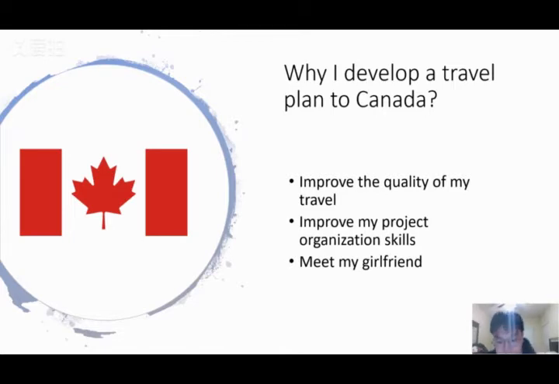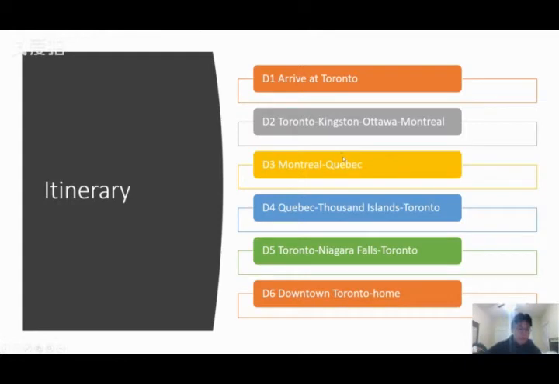I can apply the knowledge of project organization I learned to practice, which can improve my project organization ability. And the third reason is to meet my girlfriend, because my girlfriend studied as an undergraduate student in Canada, so I want to be prepared enough to meet her. And here is the itinerary. I will show you the details in the later slides.